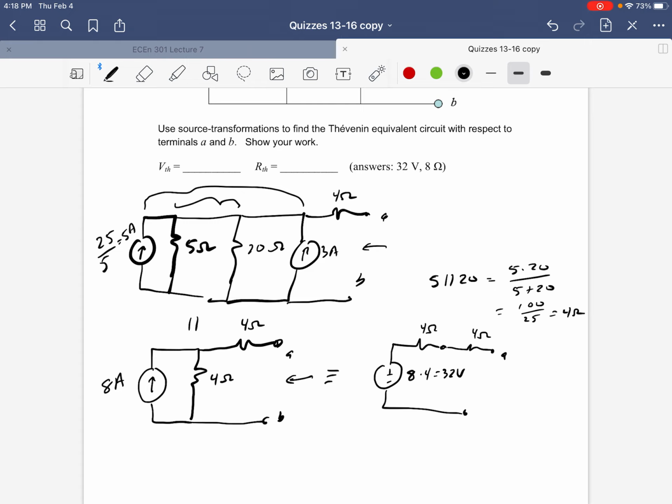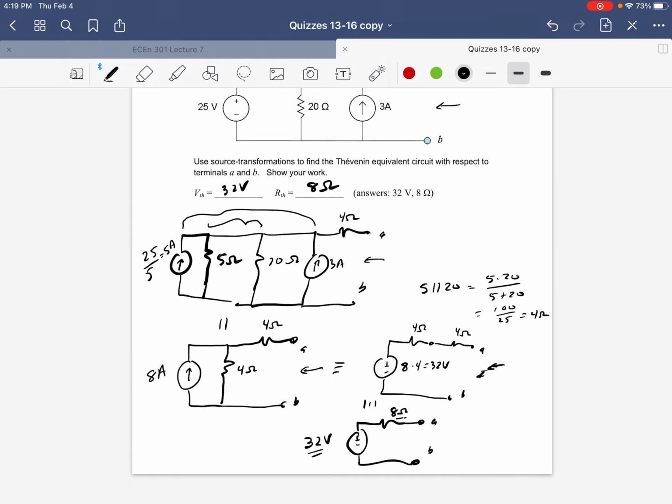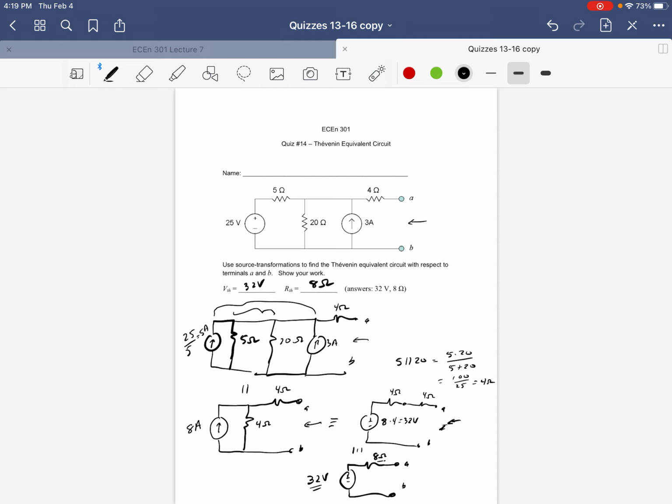Again, that's equal to these circuits looking back in. And then, of course, this is going to be equal to a 32 volt source and an 8 ohm resistor, A-B. So here's our Thevenin voltage. So this would be 32 volts, and our Thevenin resistance would then be 8 ohms. Okay, there's how to do quiz number 14.